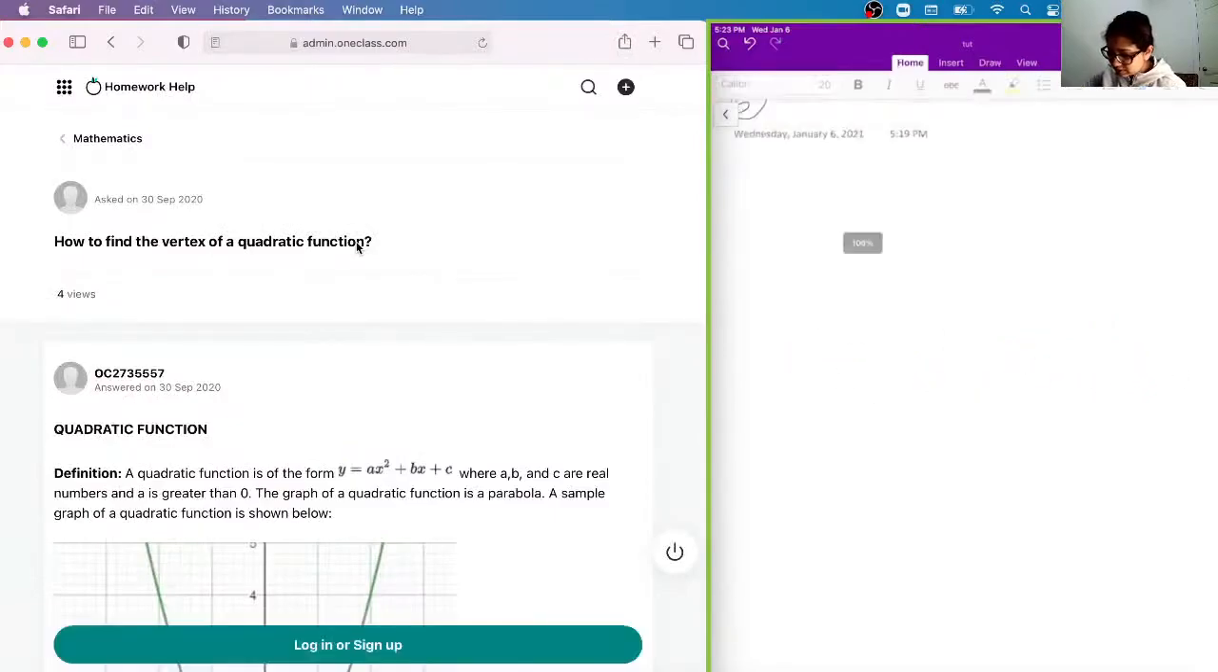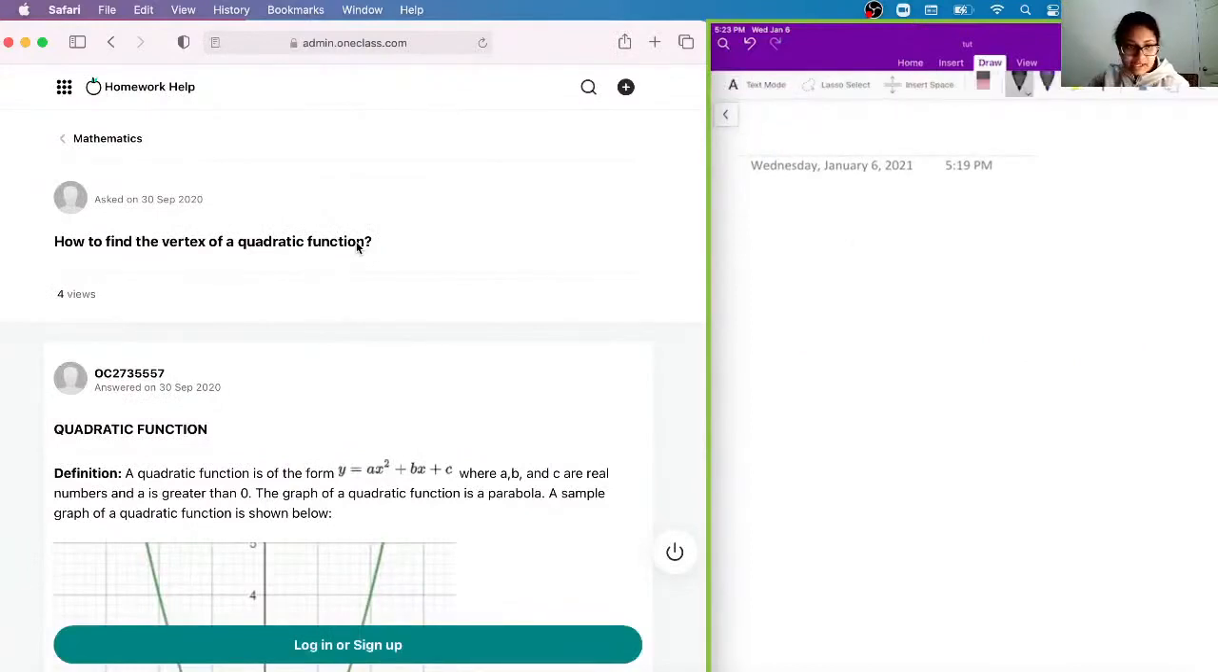Okay, so our next question, question 6, is how to find the vertex of a quadratic function. A quadratic function is y equal to ax squared plus bx plus c.